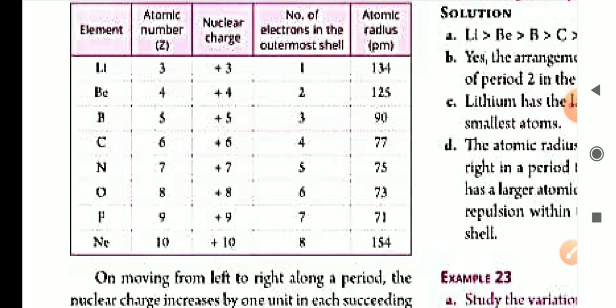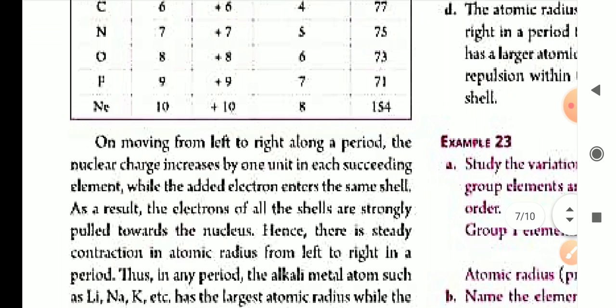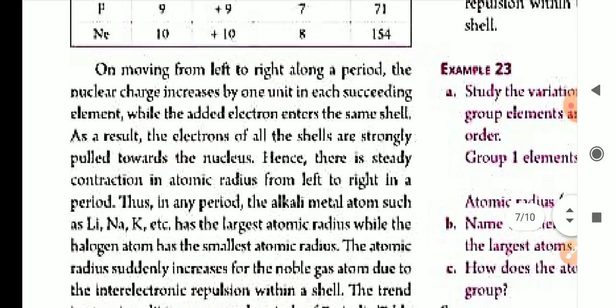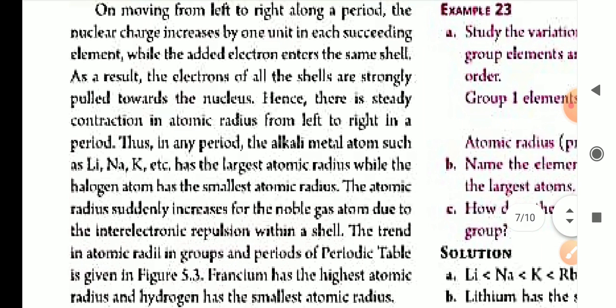you'll see that the charge is increasing. So on moving left to right in a period, the nuclear charge increases consecutively in each succeeding element, while the added electrons enter the same shell. No new shell is added. In the same shell, one electron is added. As a result, the electrons of all the shells are strongly pulled towards the nucleus. Hence, there is a steady attraction between the electrons and protons, and there will be a contraction of the atomic radius as we move along the period from left to right.